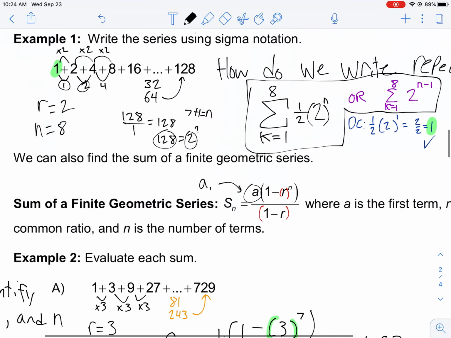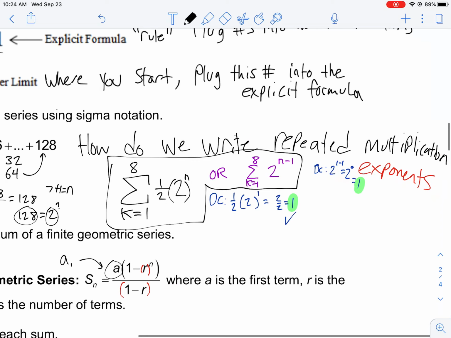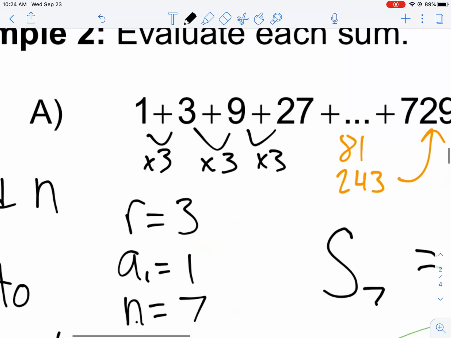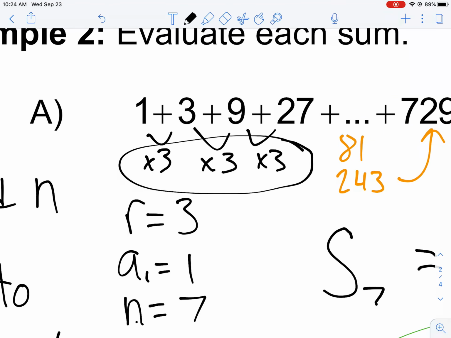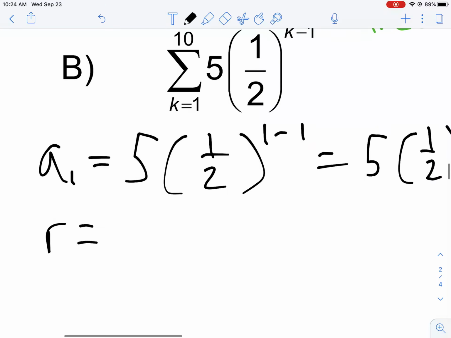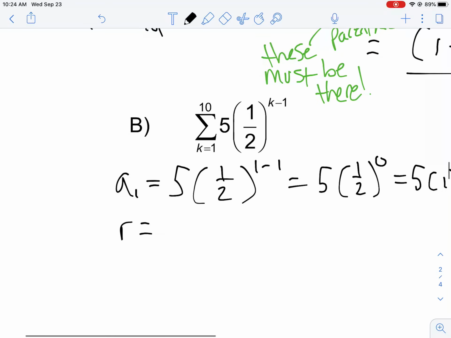Now, this is similar to the question we kind of asked up here, is how do we write repeated multiplication? And that is your exponent. And that repeated multiplication is the pattern, right? It's what's being multiplied again and again and again. So what we're looking for here for our common ratio is the number that's being raised to the exponent. And in this case, the number being raised to the exponent is 1 half.